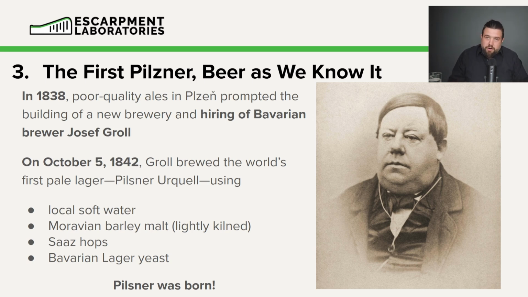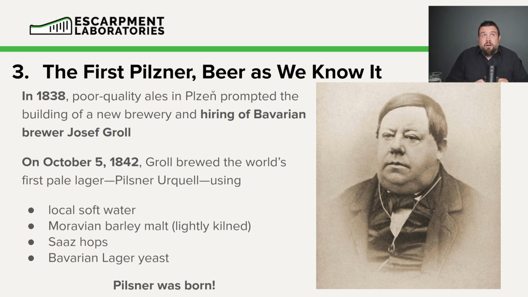Now, in 1838, going a little back in time, Pilsen, never heard of that city before, they had a very bad year of brewing. Everything was bad, and this caused the entire region to get together and say, we need a new brewery. So they started constructing this new brewery, which would take several years, and they hired a Bavarian brewer who had been influenced by Sedlmayr and Dreher, named Groll, which you see right here.